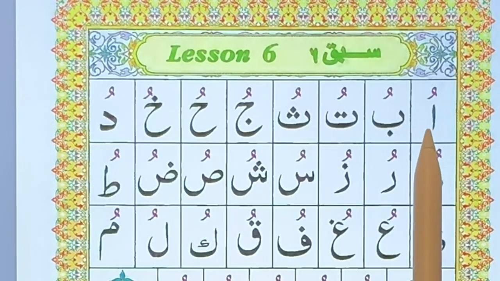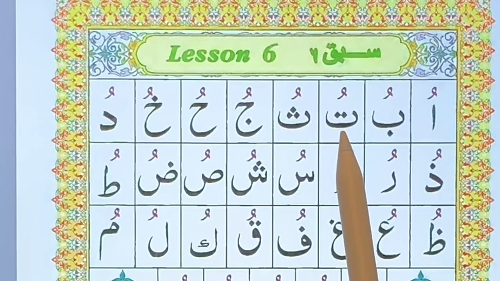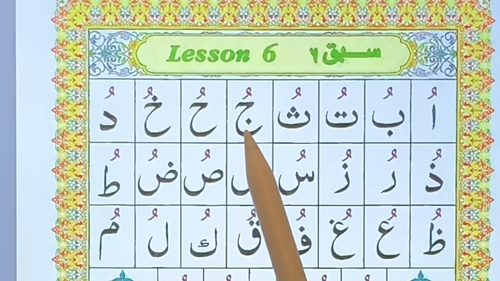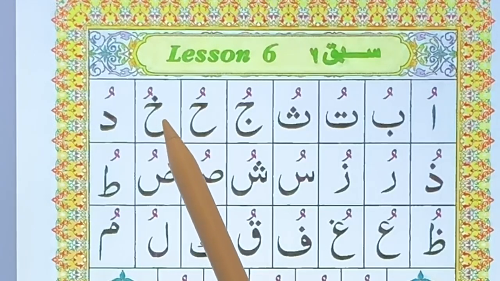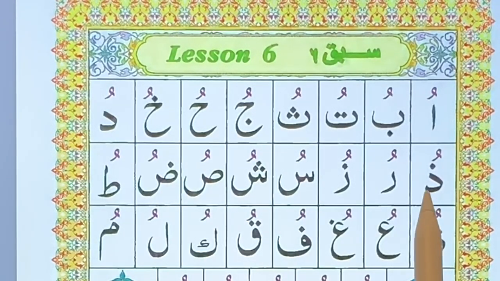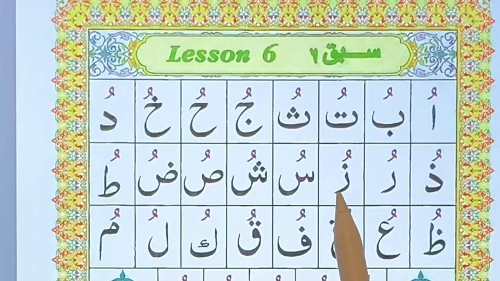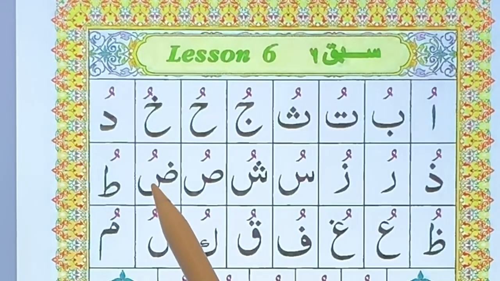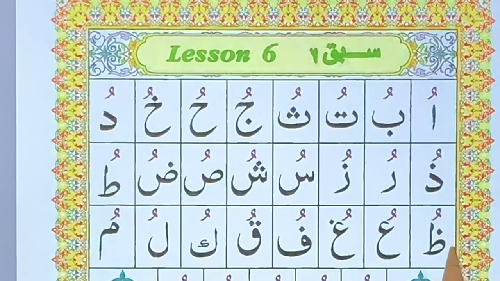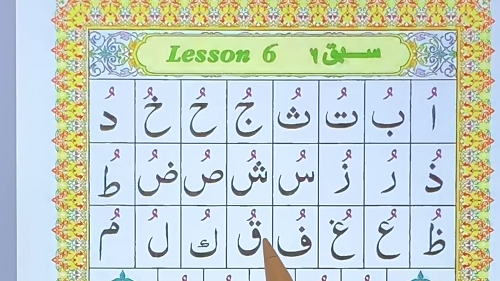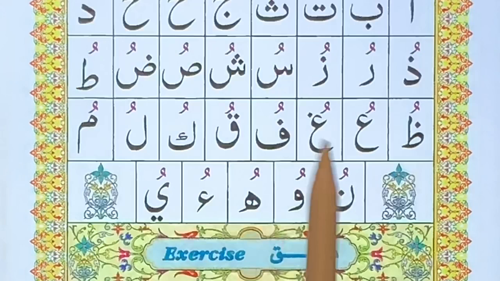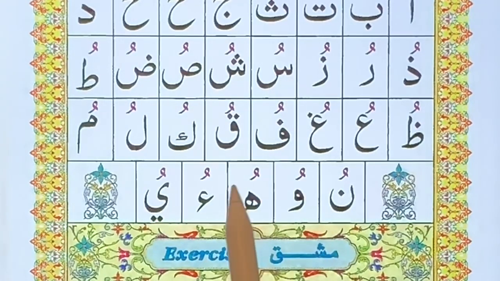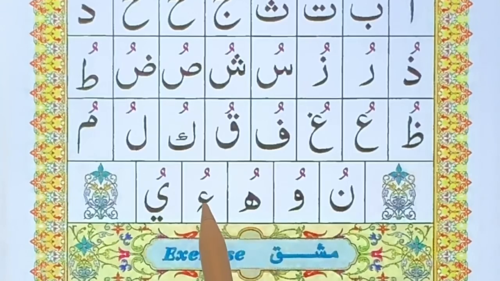Here we go. Oo, boo, tu, thu, ju, hu, khu, du, dhu, ru, zu, su, shu, su, du, tu, dhu, ru, ghu, fu, qu, ku, lu, mu, nu, wu, hu, u, you.